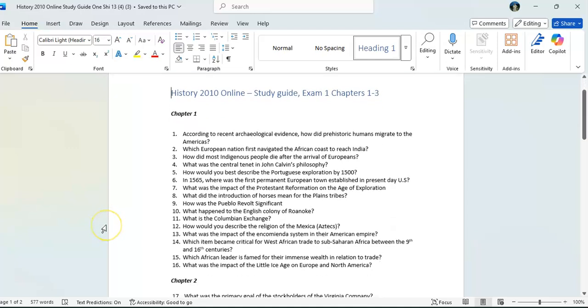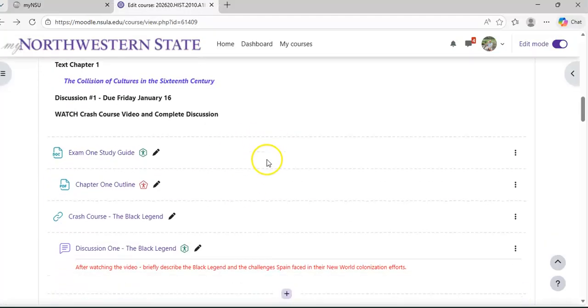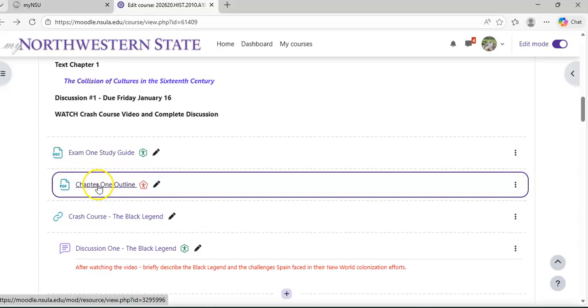So that's what the study guide looks like. And you'll have one of these for every single exam. Let's go back to Moodle. So week 1, and here's a chapter. I threw this in. This is a PDF file from the textbook. So if you want an outline for the major topics in the chapter, you can use that as well.